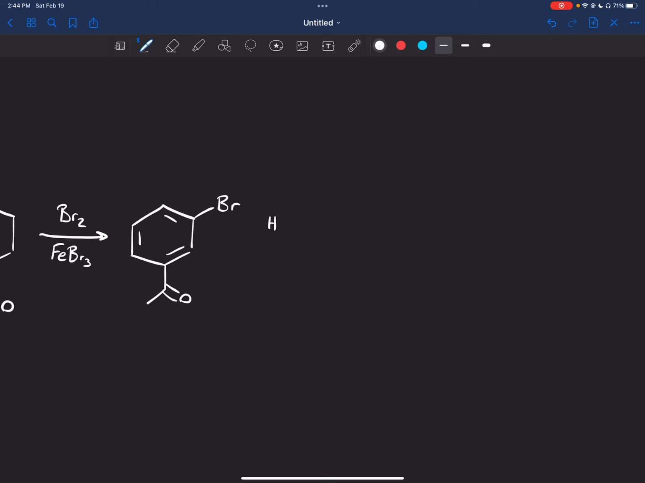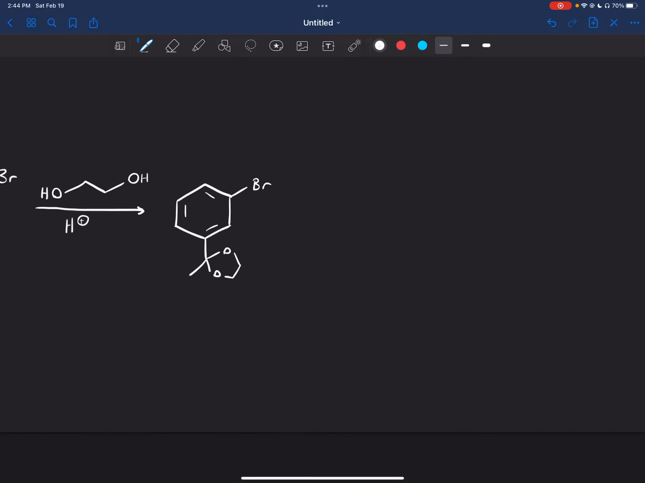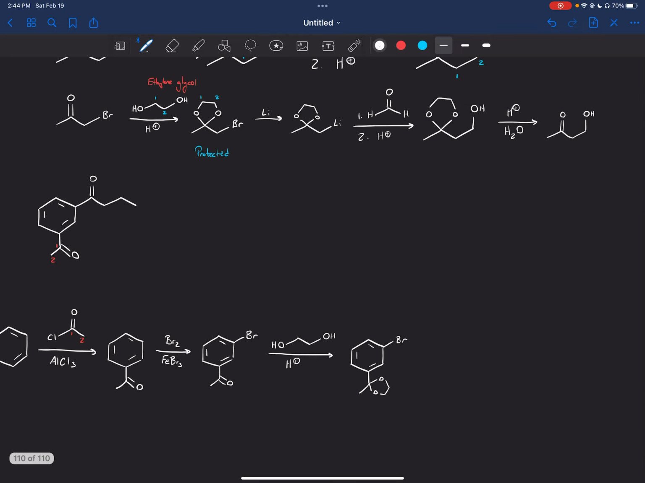So we draw out this ethylene glycol with H plus. And it's going to protect our carbonyl like that. Now we don't need to worry about it. Now we can continue our synthesis like normal. So let's see what I want to do.